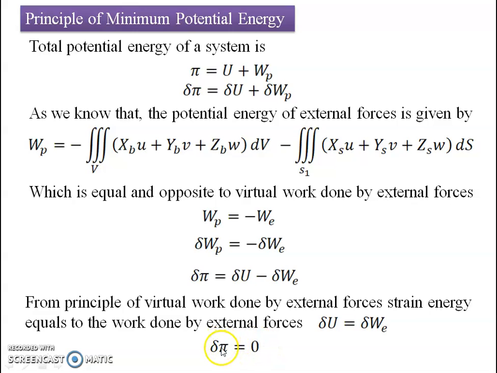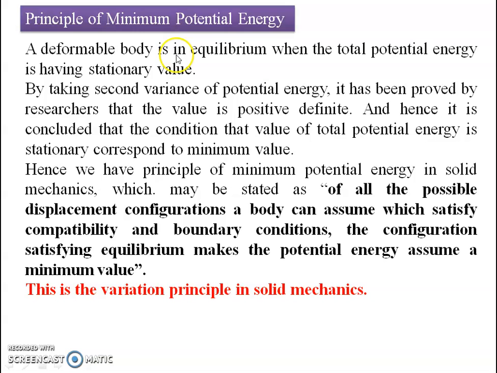The incremental potential energy will be equal to 0. It means that it is having a minimum value. A deformable body is in equilibrium when the total potential energy has a stationary value. By taking the second variation of the potential energy, it has been proved by researchers that the value is positive definite. If I take the second variation of this relationship, I get positive values, and hence we can conclude that the stationary value of the total potential energy corresponds to a minimum value.